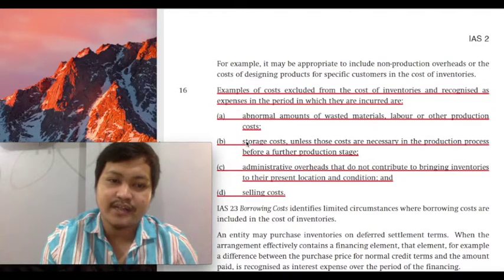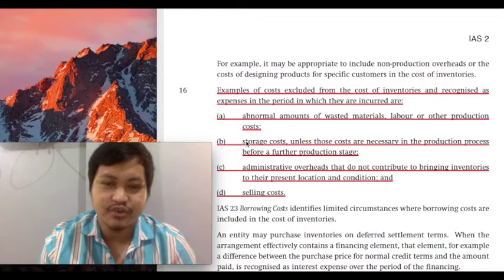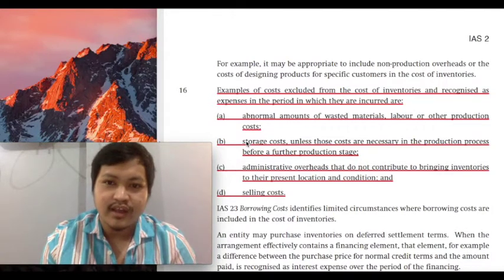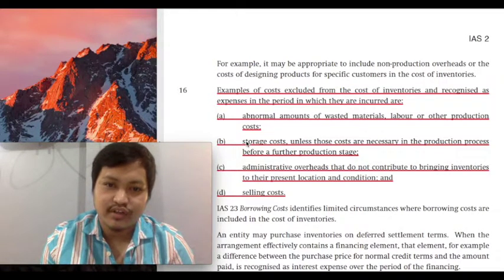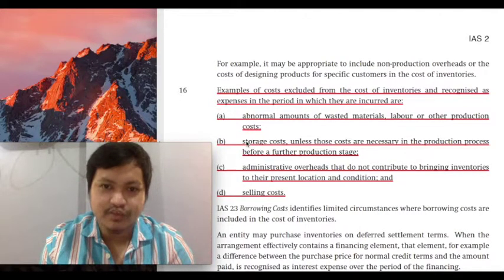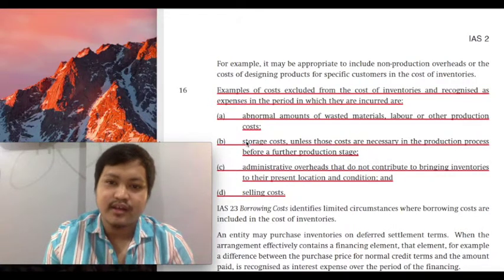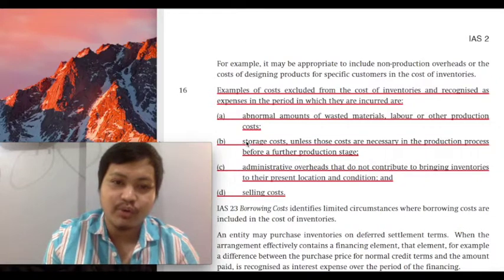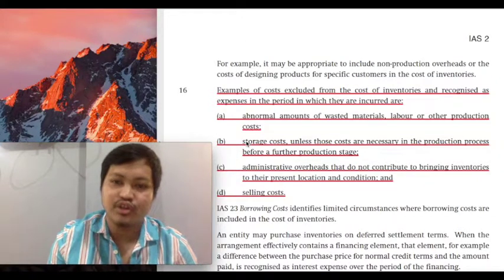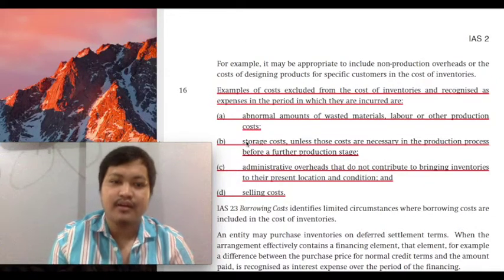So if this will be asked as a multiple choice question, class, you will be asked which of the following is an inventoriable cost. The modifications that will be done would be on the first two, class. Instead of abnormal amounts, it will be changed into normal amounts. Instead of storage cost only, it would say storage costs that is a necessary part of the production process.